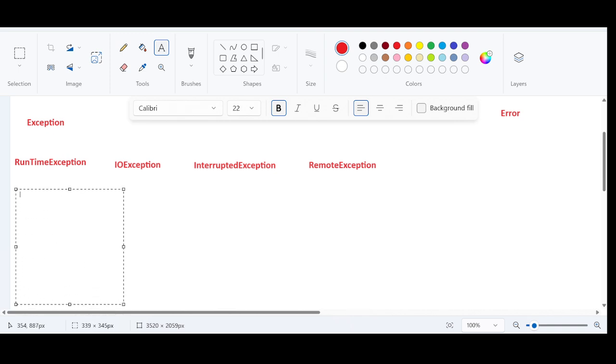So let us say that we have ArithmeticException. Secondly, we have NullPointerException. Thirdly, we can say IndexOutOfBoundException. And we have IllegalArgumentException. Yeah, these are the main exception classes that are available under the RuntimeException class.